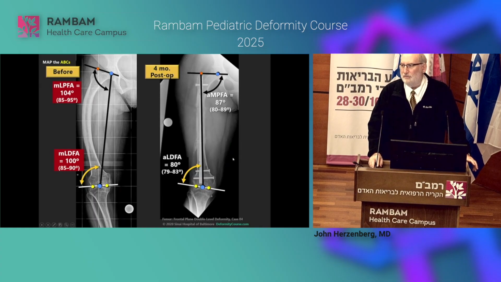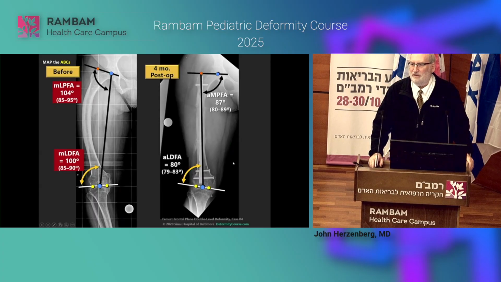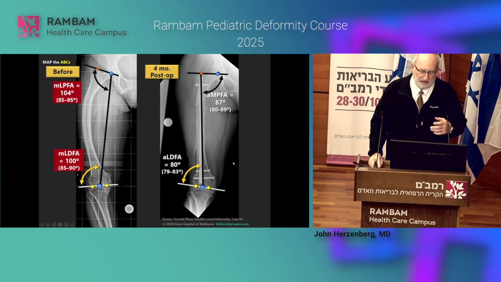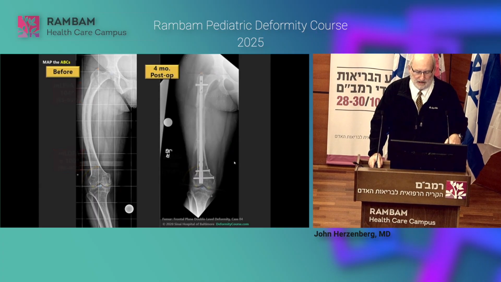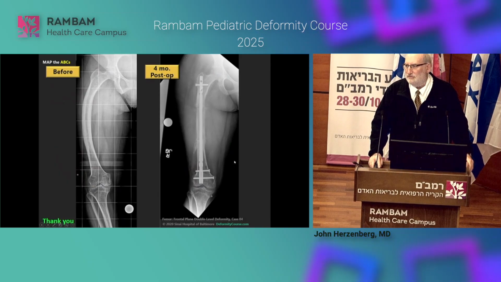So this is what double level deformities look like in the femur, and how the analysis works. And if there's any questions, I'd be happy to answer them.